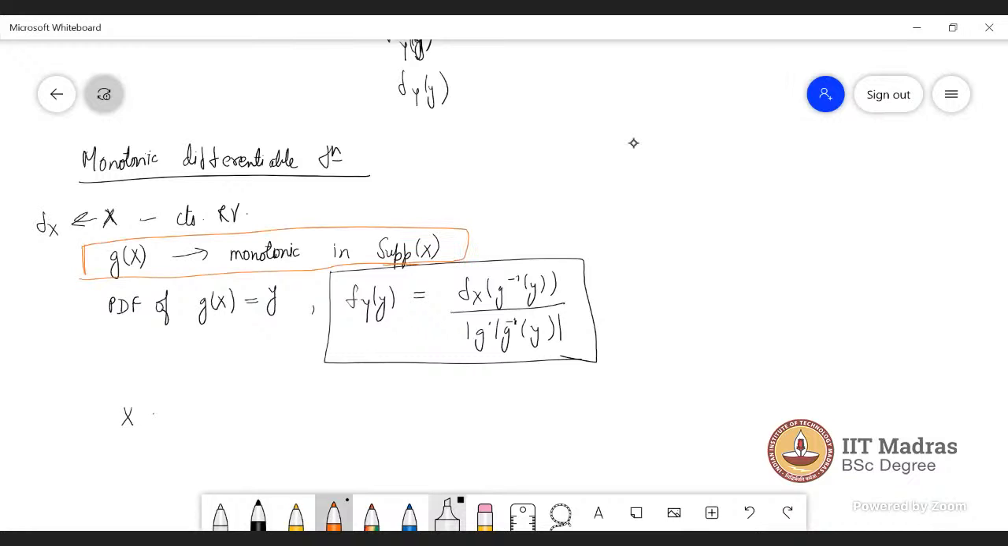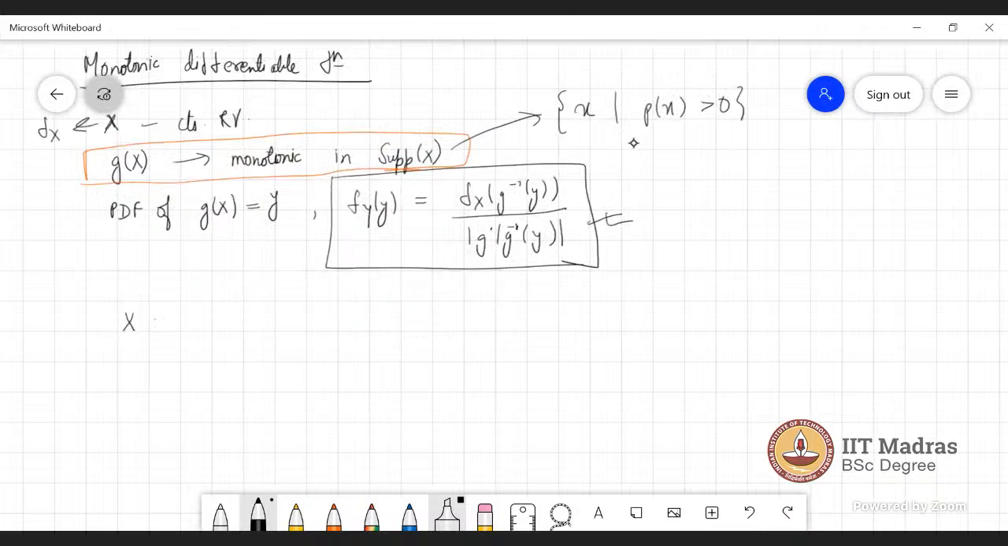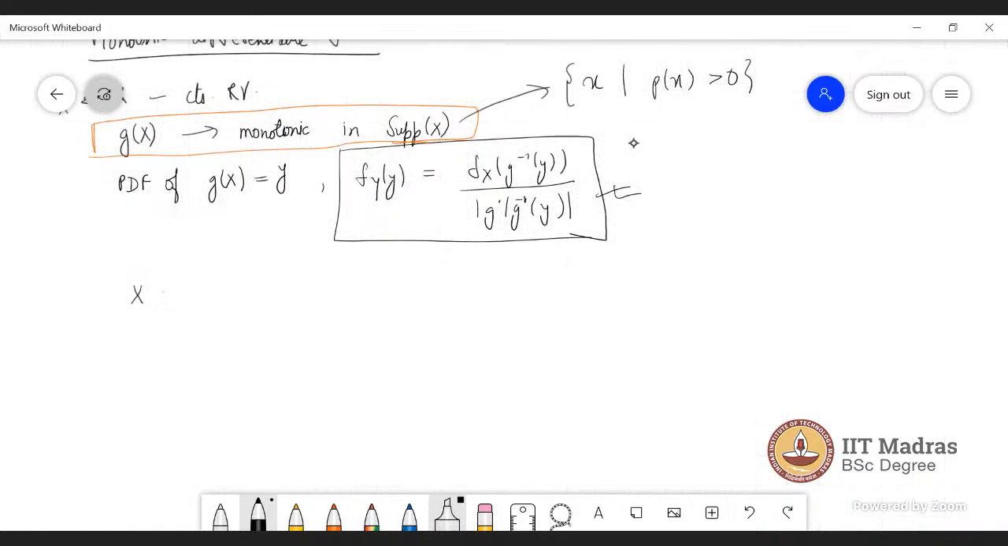So what is the support of x? Support of x is all the values of x for which the probability of x is greater than 0. This is the definition of support. Only if your g(x) is monotonic in the support can you say this is the PDF for the function of a random variable. How will you know whether it's monotonic or not? Okay, let's say.